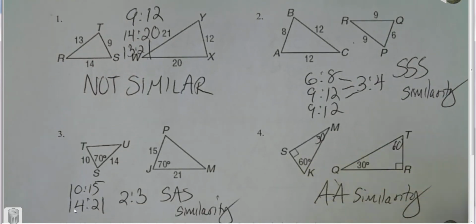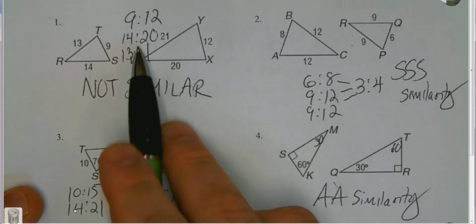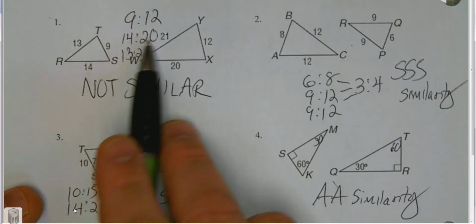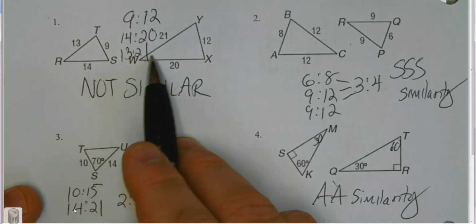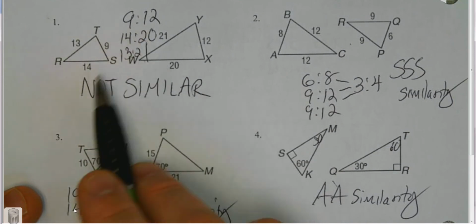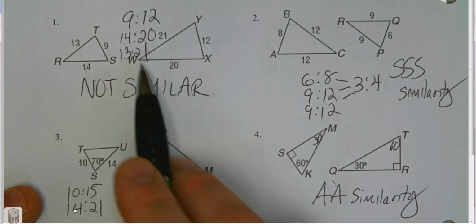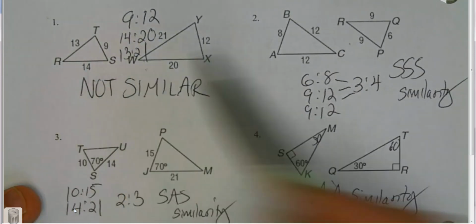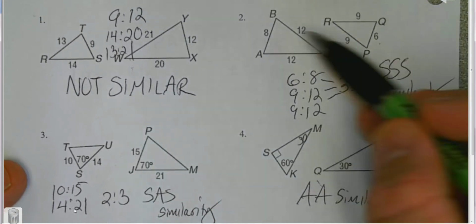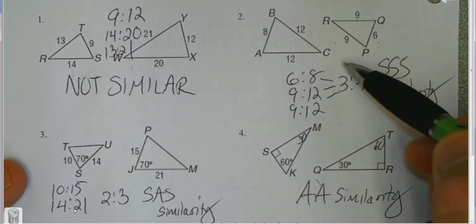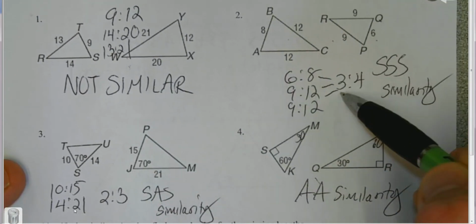Okay, so when we looked over the 4, if you notice number 1, I had 9 to 12, 14 to 20, 13 to 21. They don't reduce to the same proportions, so these two triangles are not similar. Okay. In number 2, I had 6 to 8 and then 9 to 12. All of these reduced to 3 to 4.